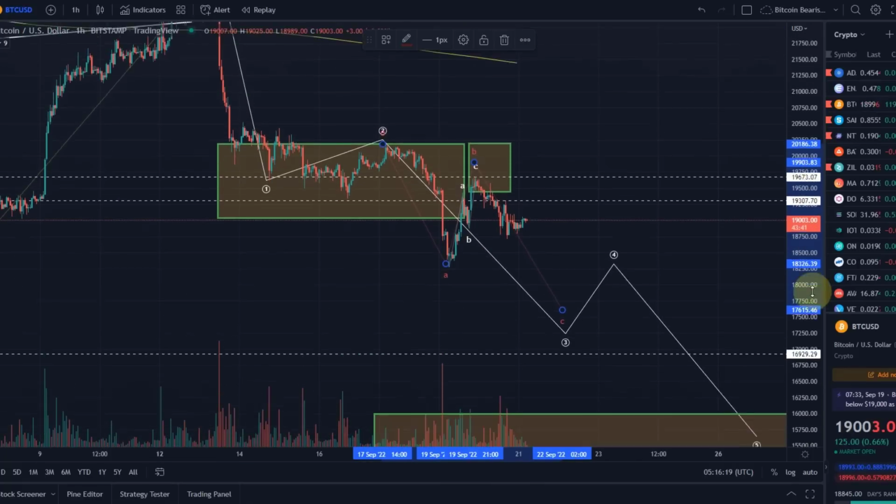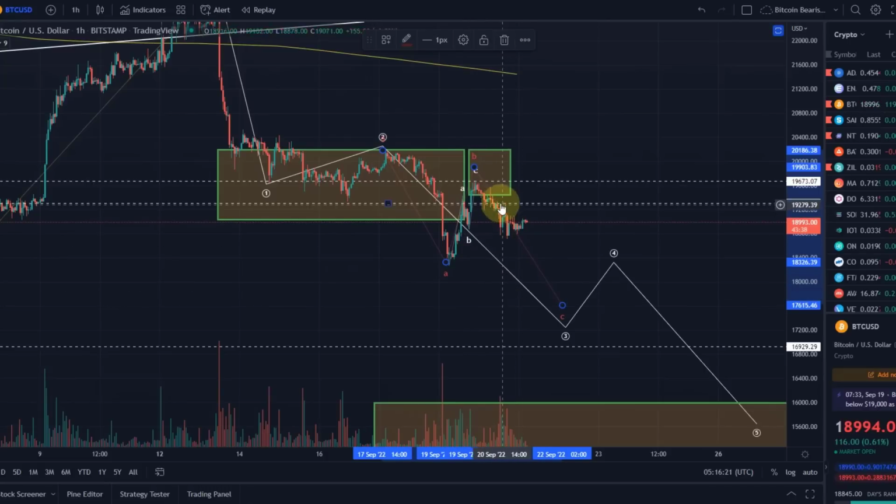They are very debatable counts, also not high probability. But again, as long as these key levels are in place, I can focus here on lower. And the target again for that wave 3 was around 17 to 17.2k maybe. So that's what we're looking at.